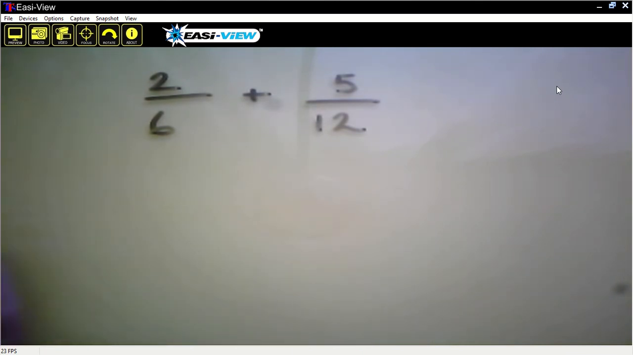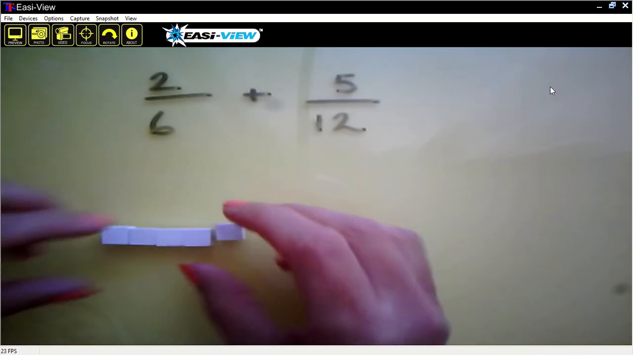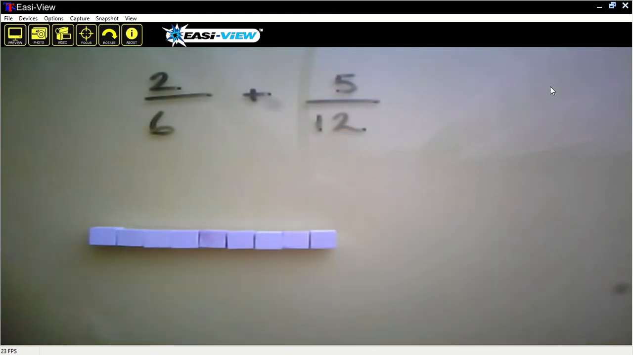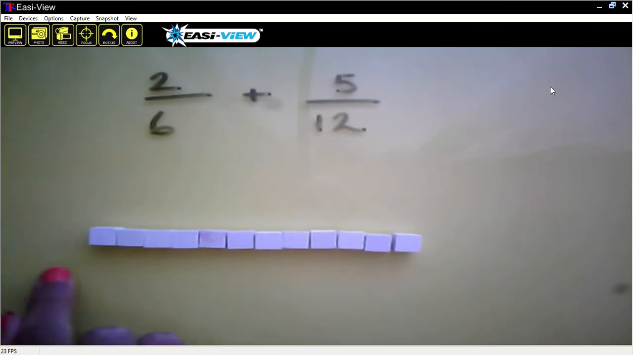So I am going to start off with my 12ths, and I'm going to get how many 12ths to make my whole. How many cubes do you think I'm going to get to make my whole if I'm working in 12ths? Let's see if you're right. I have got 1, 2, 3, 4, 5, 6, 7, 8, 9, 10, 11. I have 12, and that is my whole. 12ths. 12 12ths. How many 6ths do you think I need to make a whole? Yeah, I need 6, absolutely.